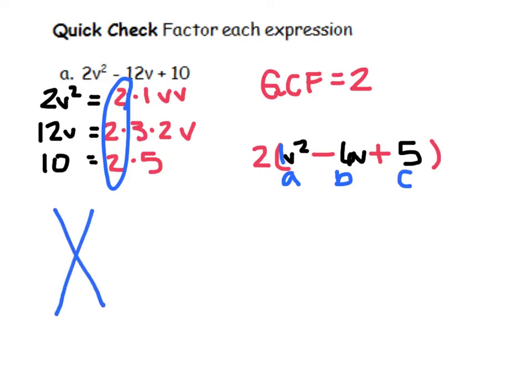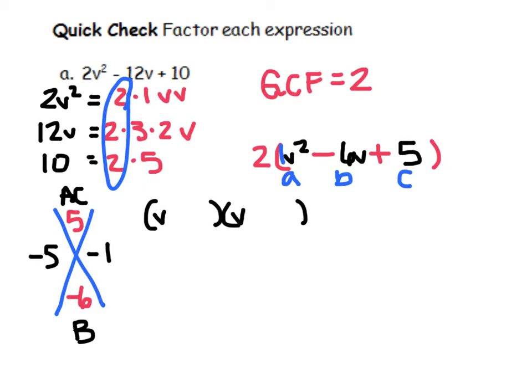Here's my little X. A times C goes at the top, add up to B down at the bottom. A times C gives us 5, and my B is a negative 6. So what two numbers could we use? Negative 5 times negative 1 is positive 5, and negative 5 plus negative 1 is negative 6. So now I can write my two parentheses. Notice this time I'm using the letter V, not X. And I have a minus 5 and a minus 1.